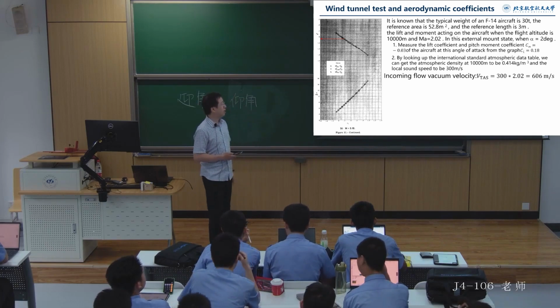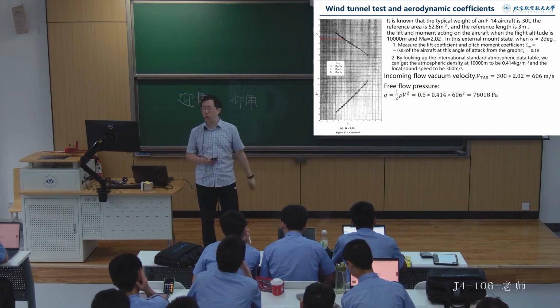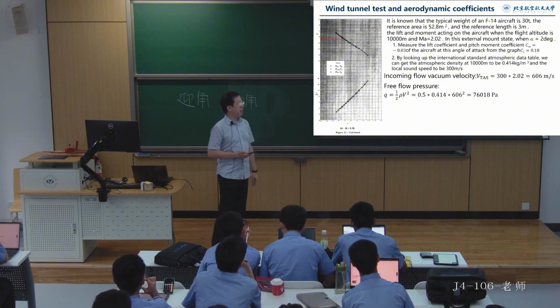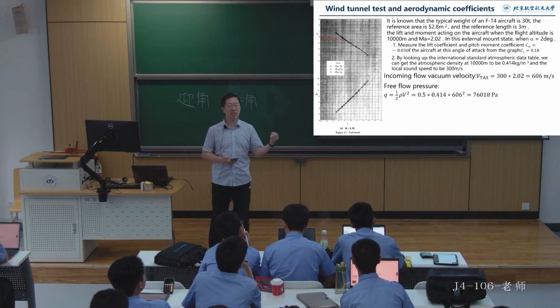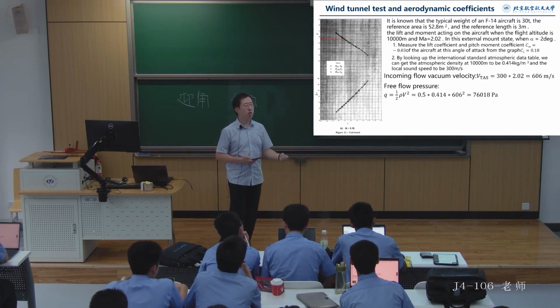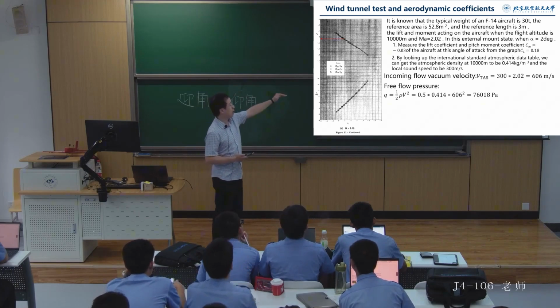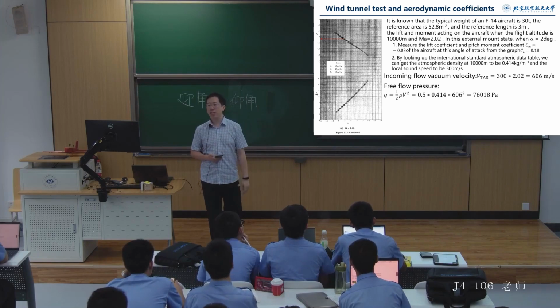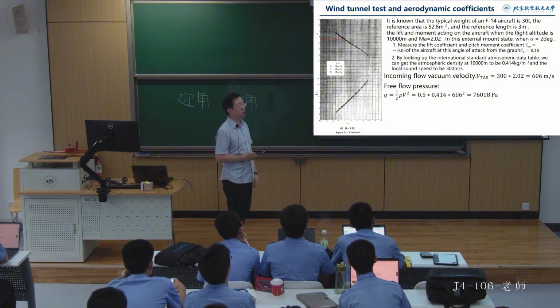What should we do? First, we need to know the flight environment of the aircraft at that time. At this time, we are flying at an altitude of 10,000 meters. With the parameters for 10,000 meters, we can use the standard atmosphere table that we discussed earlier. By looking up the table, we can find that at 10,000 meters, the local air density is 0.414 kilograms per cubic meter, and the local speed of sound is 300 meters per second.